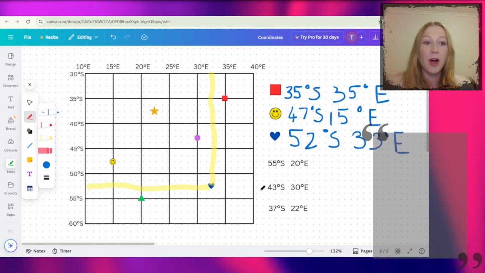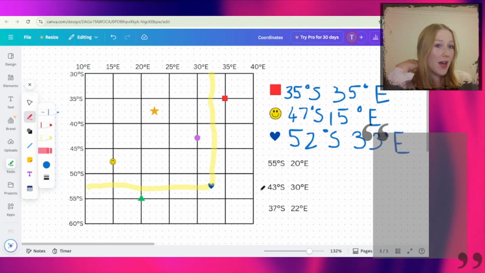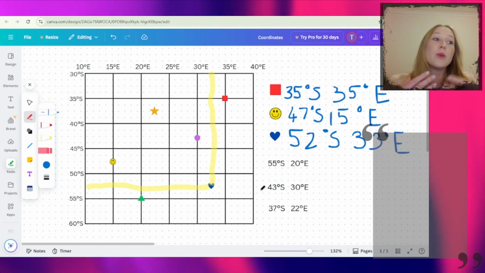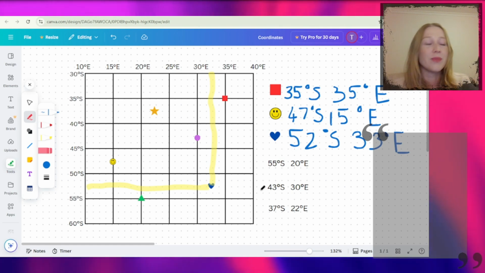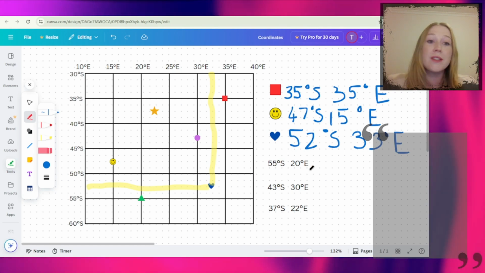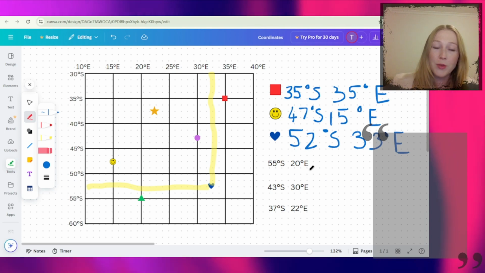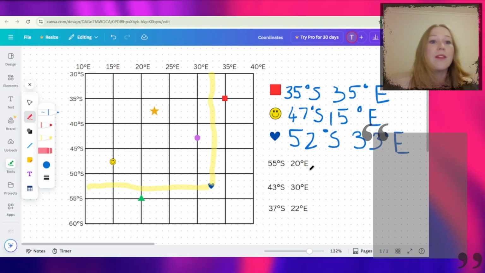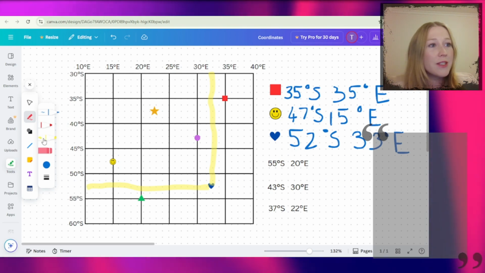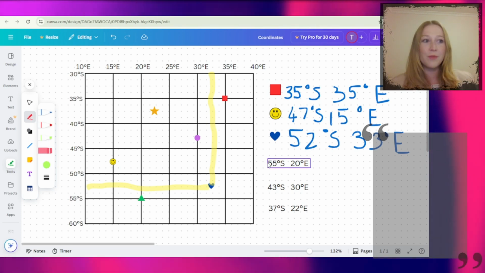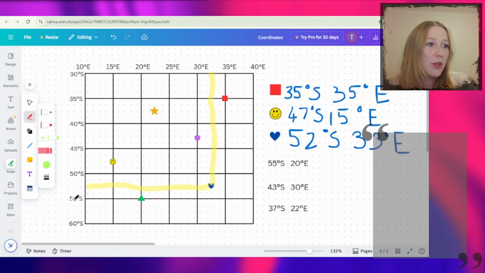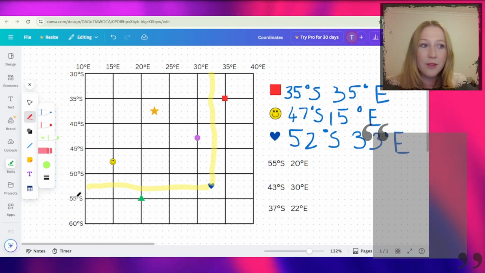In the second part of these questions, I have a set of coordinates and I want to find what is at those coordinates. When I'm reading coordinates, it's the same thing. I start with south or north-south, and then I go to east-west. So let's get a different highlighter. I have 55 degrees south, so that's where I start. There we go. There's my 55 degrees south.